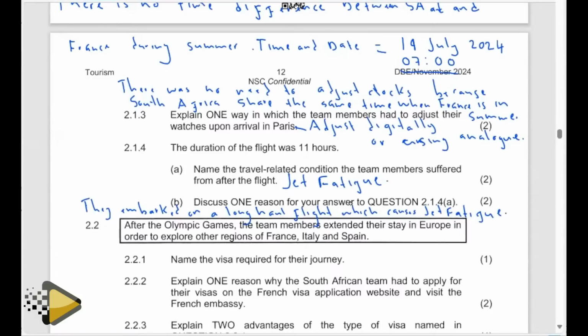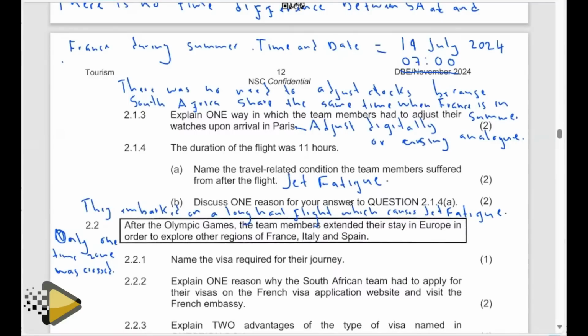Secondly, let's say that only one time zone was crossed. Remember that jet lag is only experienced when you cross several time zones. But in this case, the team crossed only one time zone. So the condition which they ended up having is known as jet fatigue.